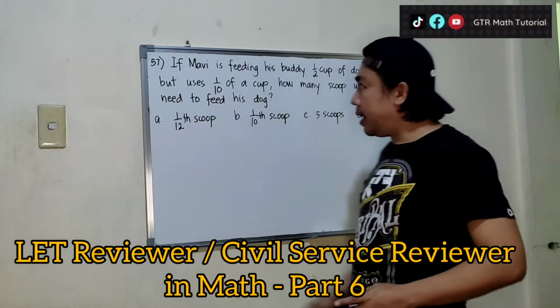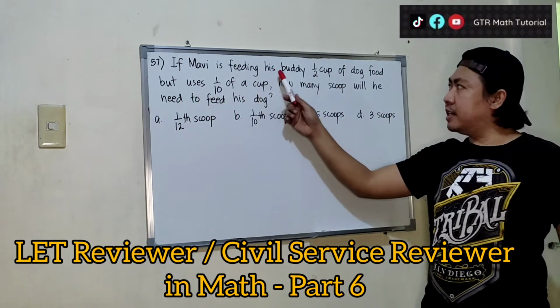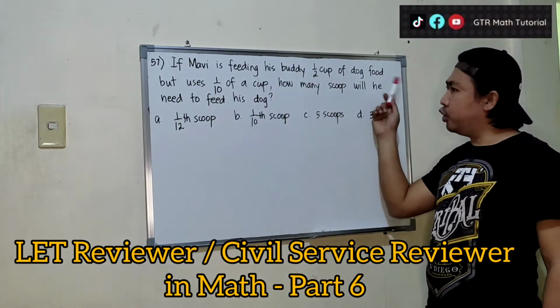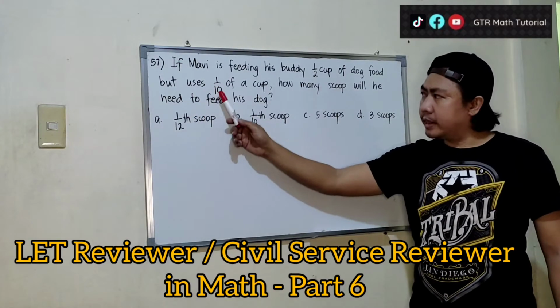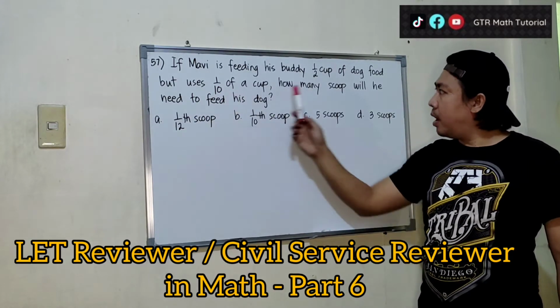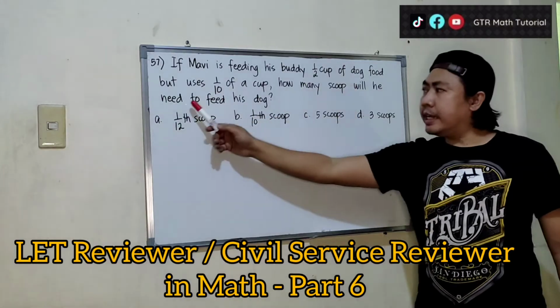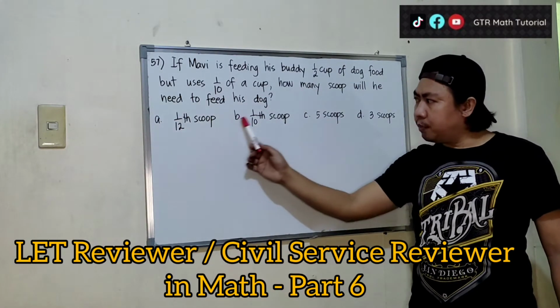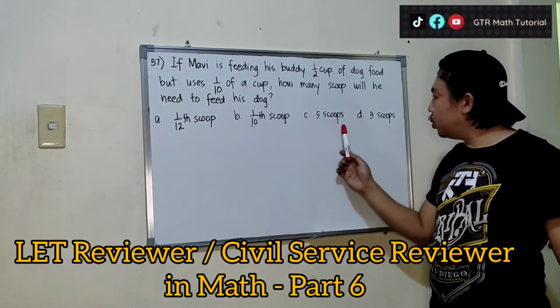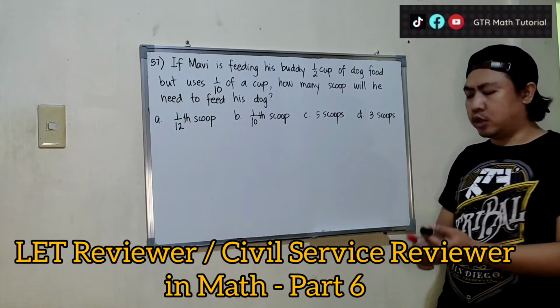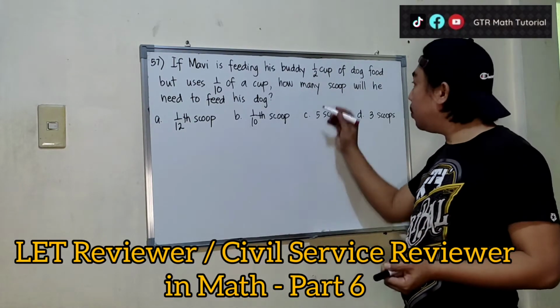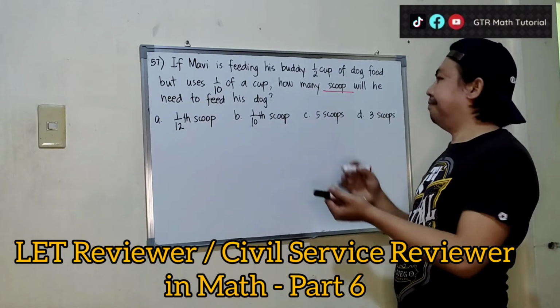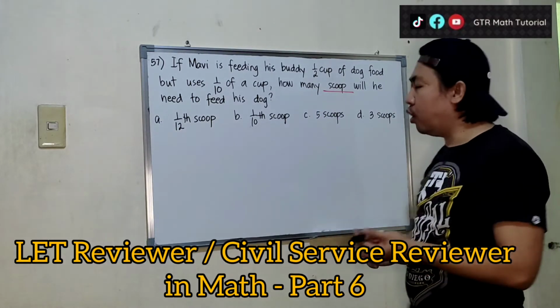Okay, number 57. If Mavi is feeding his dog 1/2 cup of dog food but uses 1/10 of a cup, how many scoops will he need to feed his dog? So choices: 1/12 scoop, 1/10 scoop, 5 scoops, or 3 scoops.